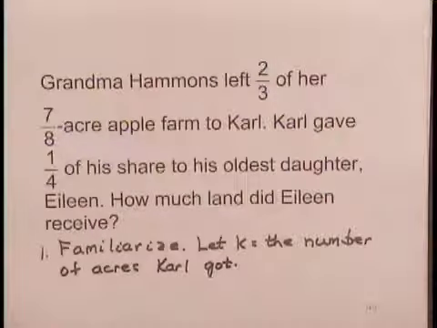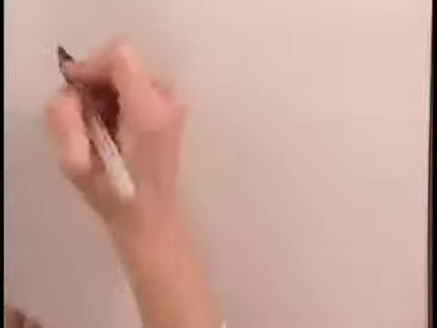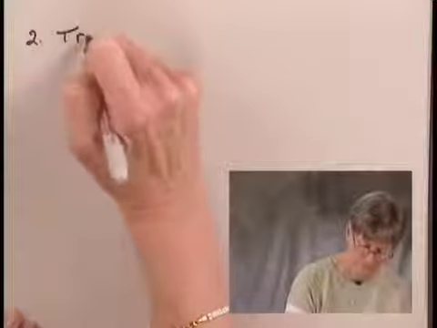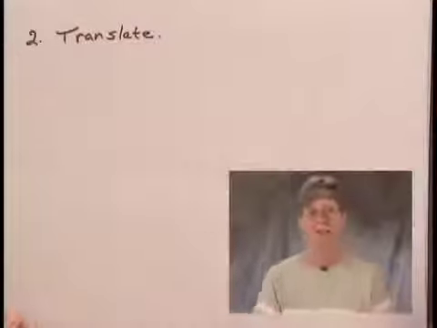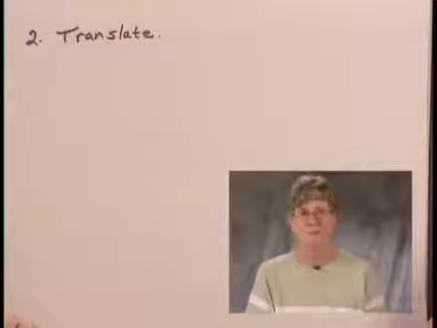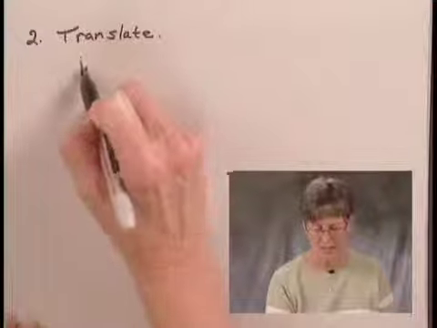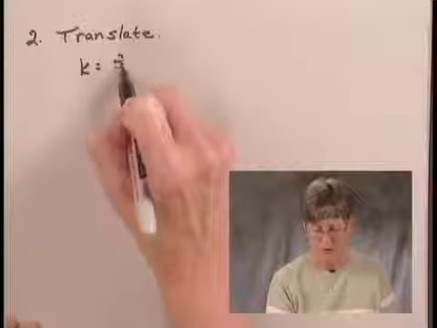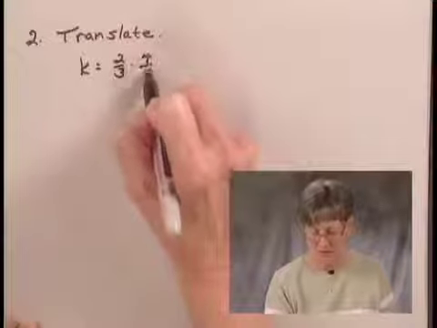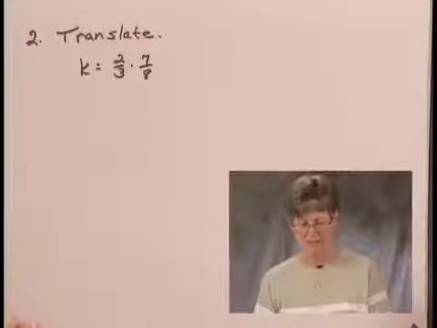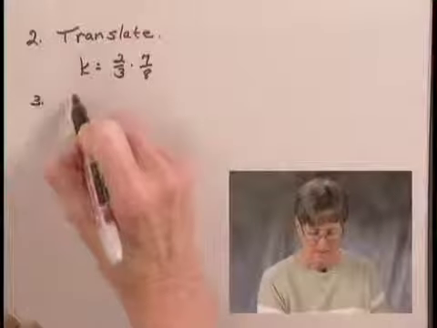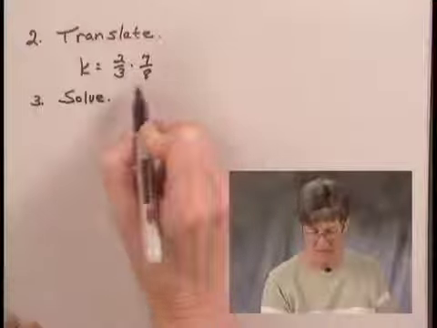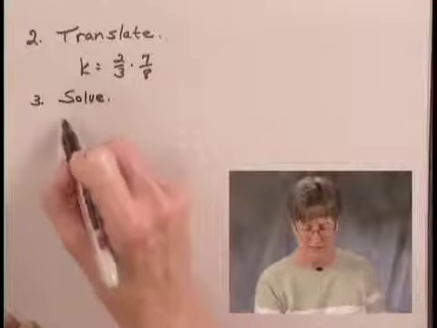And the next thing we'll do is to translate to an equation. Carl got 2/3 of 7/8 of an acre. So K is equal to 2/3 of 7/8, or 2/3 times 7/8. And this is the equation then. K equals 2/3 times 7/8. And we'll solve that equation by carrying out this multiplication on the right-hand side.